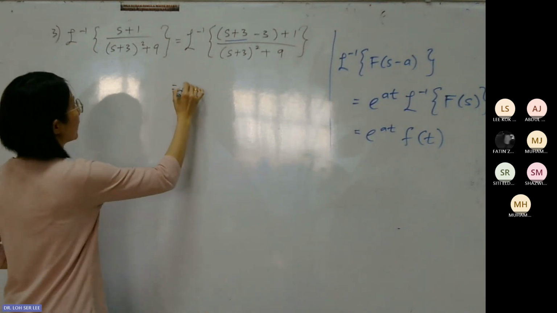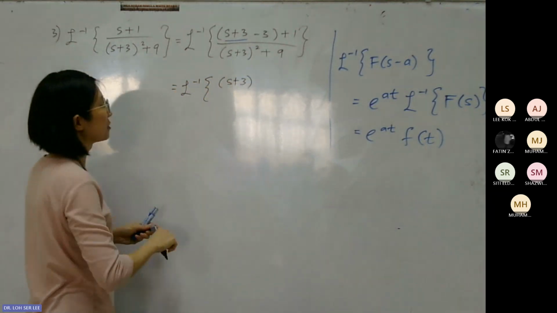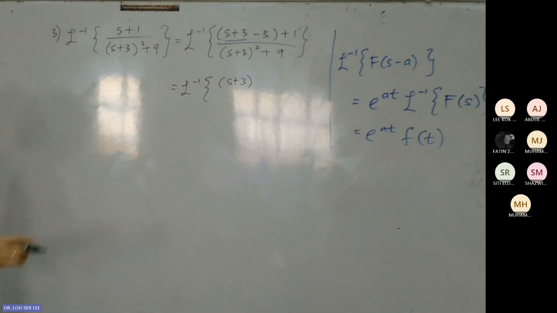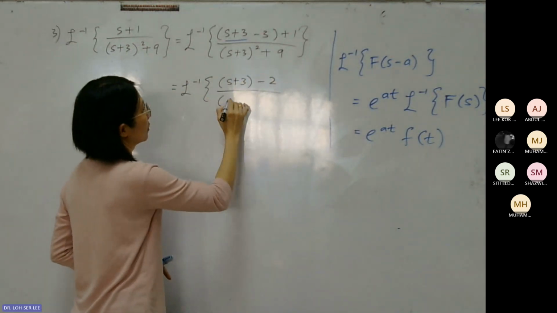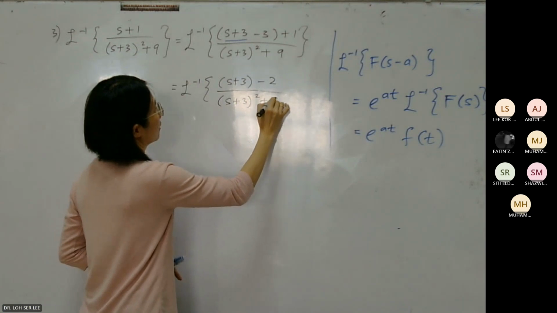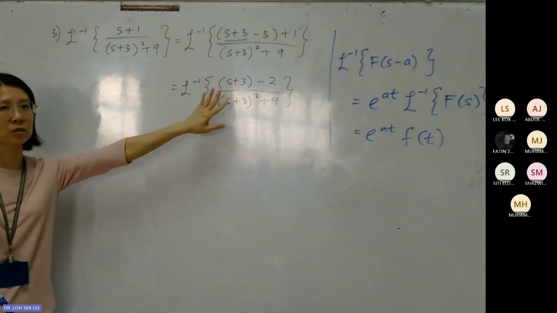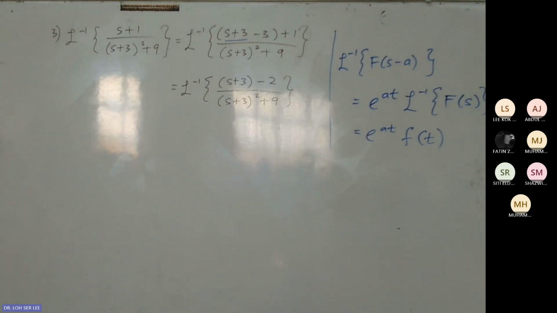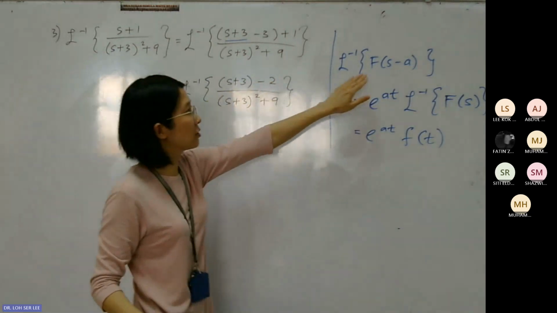So we open the bracket, then we simplify s plus 3. Preserve the s plus 3, and then minus 3 plus 1, minus 2. So now this is what we want. Then you can start to take out the constant. So compare this to the formula.